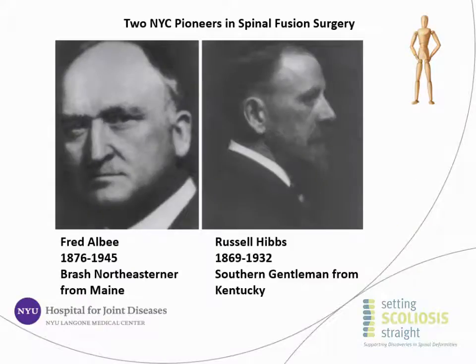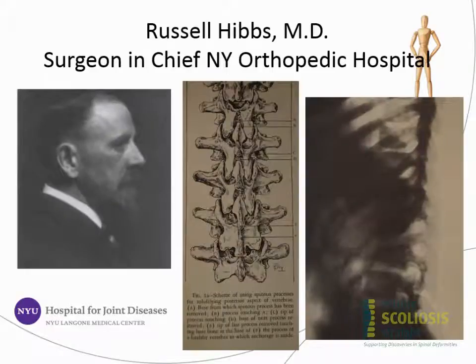Some of the next pioneers just happened to also be in New York. One of them was Russell Hibbs, who was at Columbia. He's also very renowned in the scoliosis world because he did one of the first papers on scoliosis and recorded the outcomes. Fred Albee was a contemporary of his and was actually part of the original NYU system at the New York Postgraduate Hospital. And these two pioneers did the first two spinal fusions in the United States.